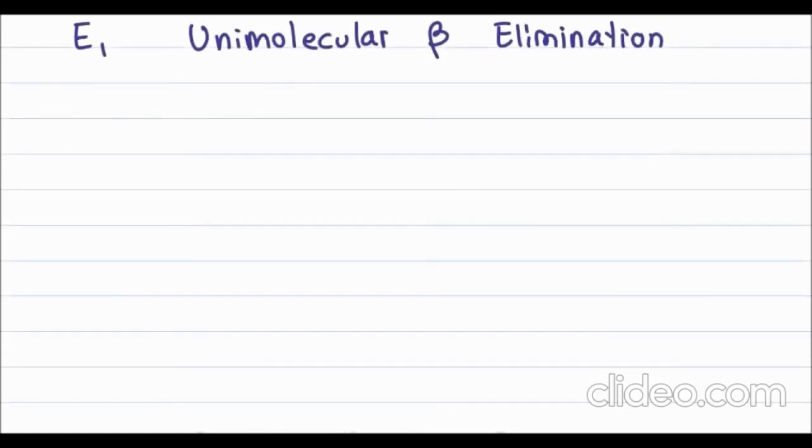E1 stands for unimolecular beta elimination. This is similar to the SN1 reaction and is often in competition. In fact, we'll demonstrate this reaction using the same starting molecule and reagent. The only difference is that we'll add heat, because this will help us favor elimination over substitution.